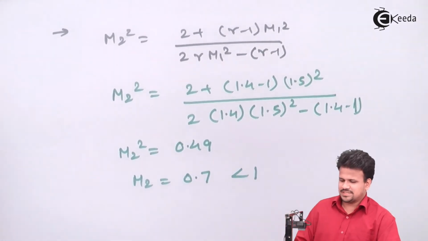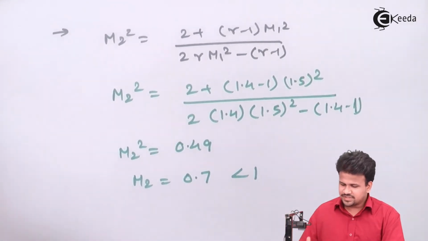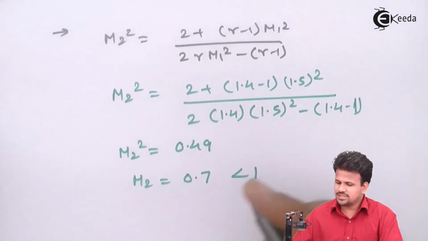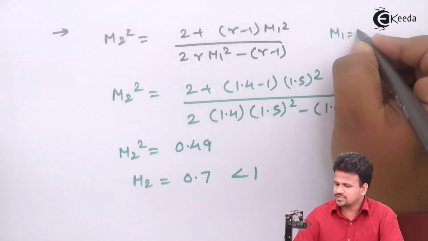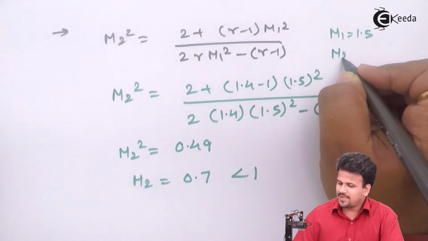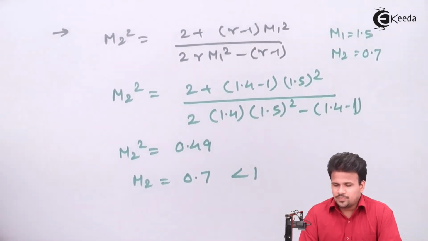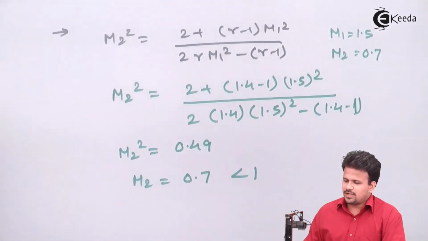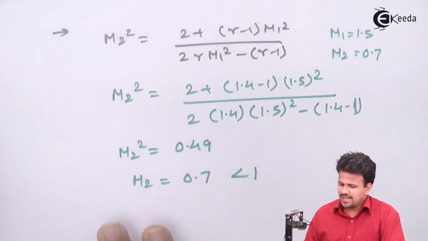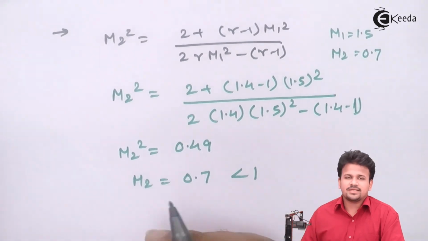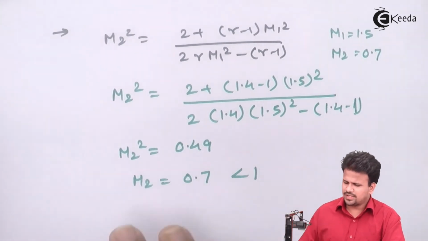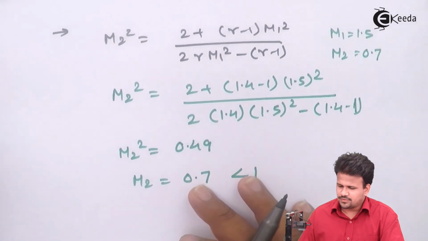Since the Mach number is less than 1, that means there is creation of a normal shock, because the initial Mach number here is 1.5 and the final Mach number is 0.7. So during the movement in the duct, the air has changed from a supersonic flow to a subsonic flow in a short amount of time, due to which there is creation of a normal shock. So our condition has been verified over here.